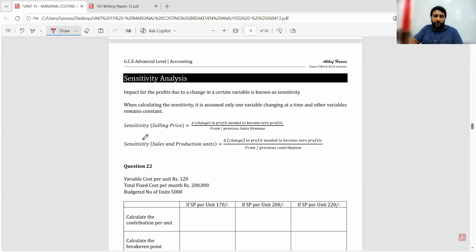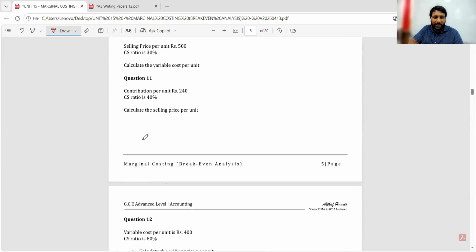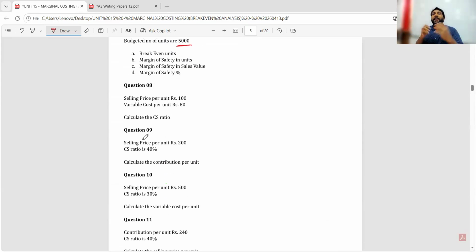Okay. So what is the CS ratio? Let's get that learning from the questions directly. CS ratio means contribution to sales. C means contribution. S means sales. Contribution to sales ratio.